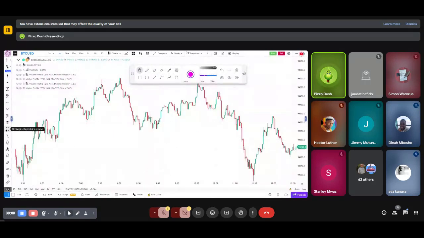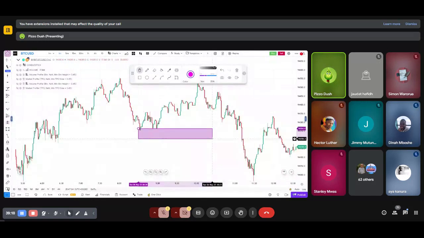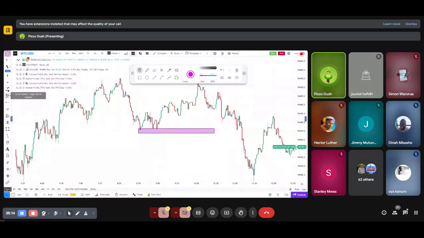For example, let these are specific zones. Let me see what are these zones.